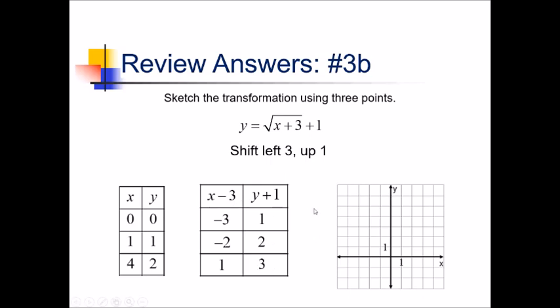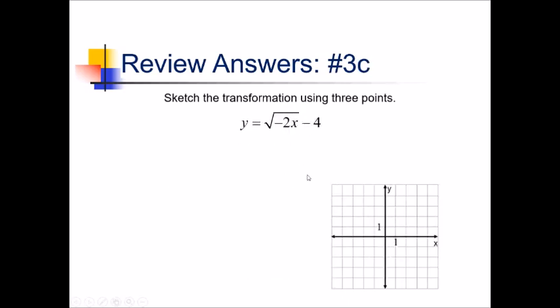Now we'll just graph these on our coordinate plane here. Negative 3, 1 is right there. Negative 2, 2 is right there. And 1, 3 is up here. And the end point, because this is a square root function, we have to nail the end point here. 0, 0 was the old end point. That transformed into negative 3, 1, which is right here. So we're going to start here and just go in one direction through those points.